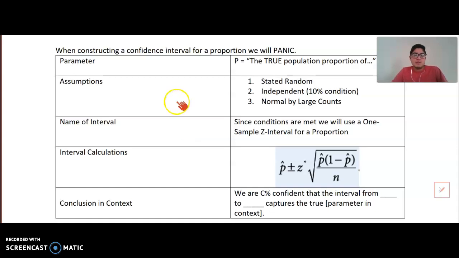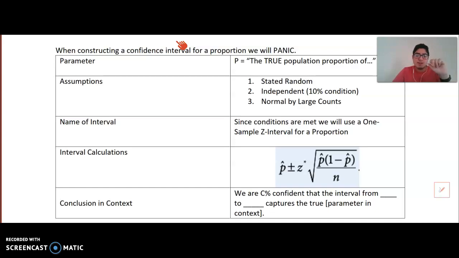We have our three assumptions, thinking back to our sampling distributions. Remember, it must be stated random, whether it's random sample or random assignment. It must be independent, meaning that the observations do not influence one another, and that if we are sampling, we're sampling less than 10% of the population. And lastly, it must be normal by large counts, or the success-failure condition. Now, if these three assumptions or conditions are met, we will use a one sample z interval for a proportion.